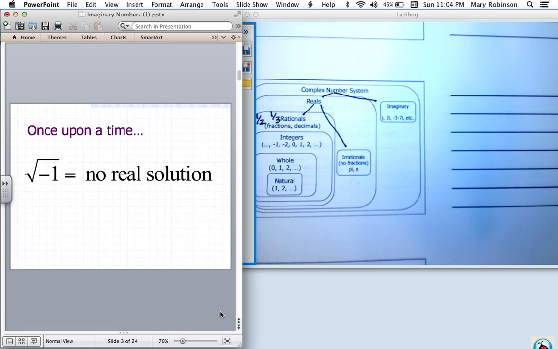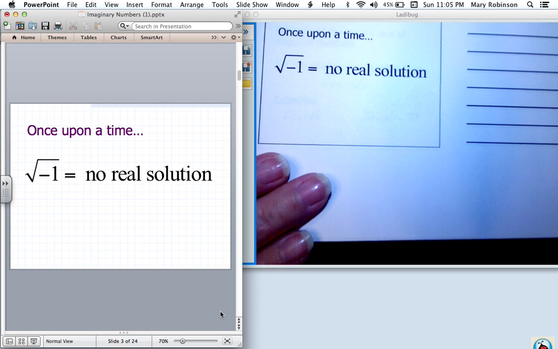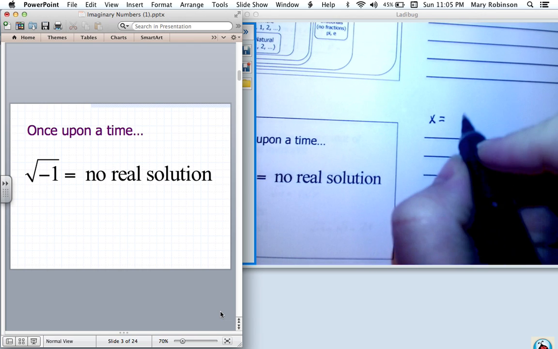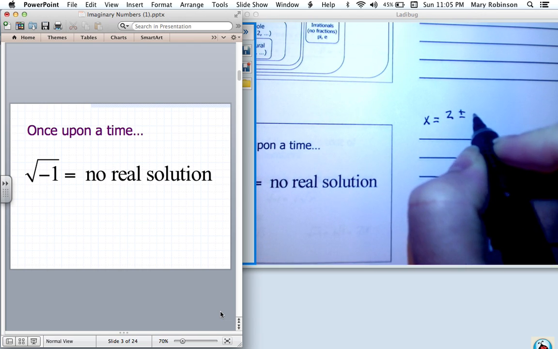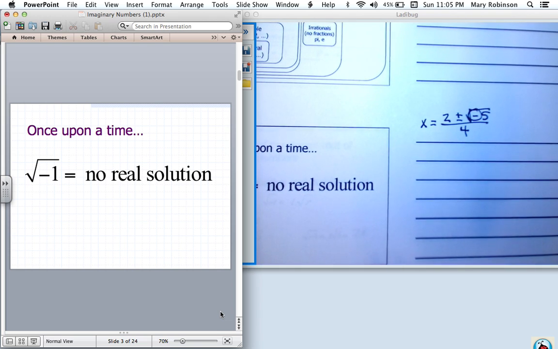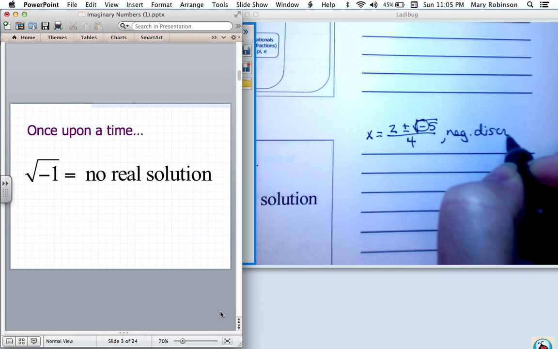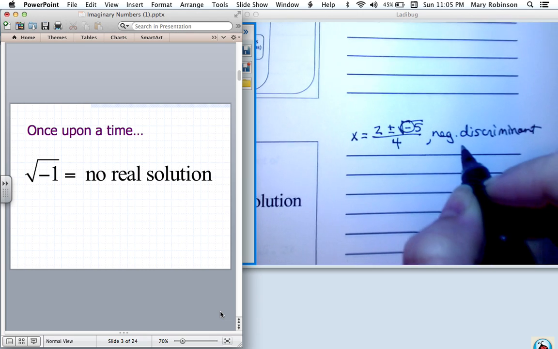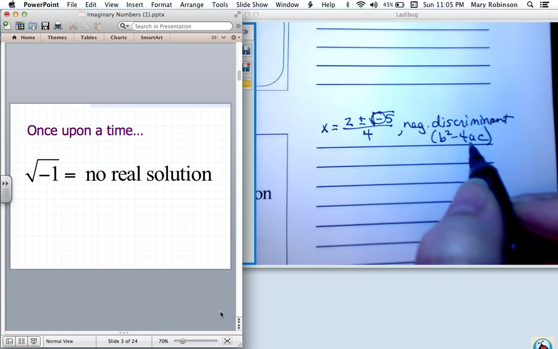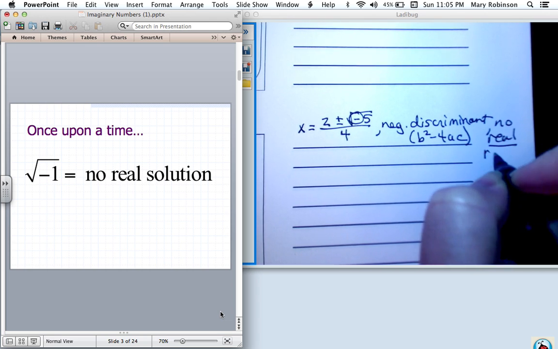So before, when you were taught to solve quadratics and you ended up with a negative under the radical, for example, if you were doing the quadratic formula and ended up with x equals, and I'm making this up here, 2 plus or minus the square root of -5 over 4, we would say, oh, we have a negative discriminant value. Remember, your discriminant is the b squared minus 4ac part of your quadratic formula. If you had a negative discriminant, we would say that you had no real roots.